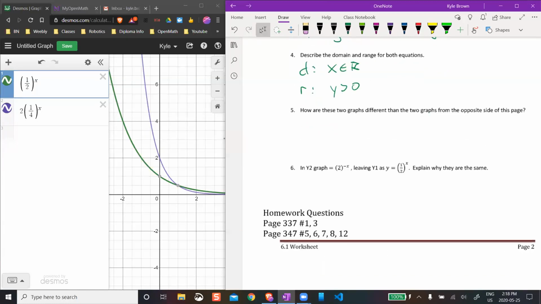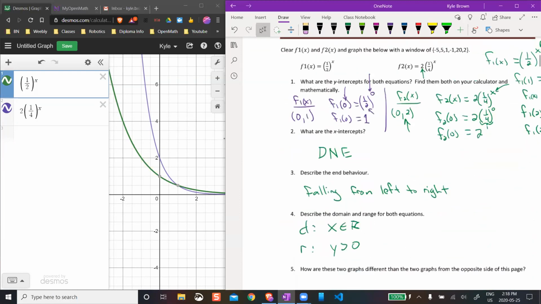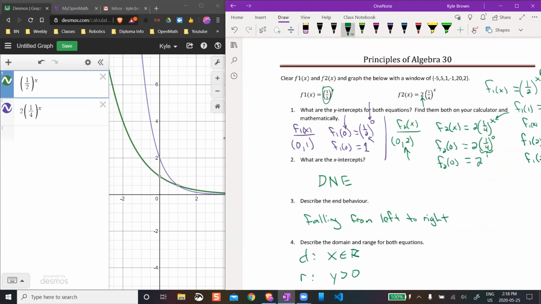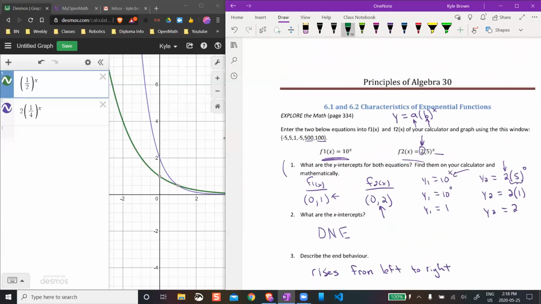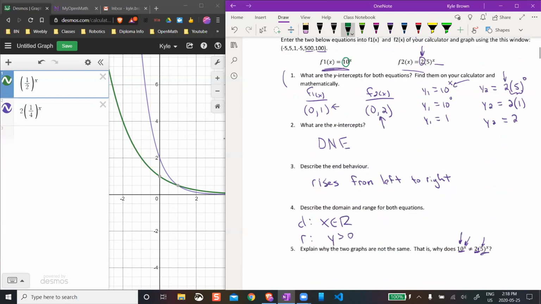Okay, so how are these two graphs different from the two graphs on the opposite side of the page? It's really these, right? Do you see the difference between this one and this one? If your b value, like we had before, is less than 1 but greater than 0, some kind of fraction or decimal in between, then it's going to be falling. You're going to get this falling graph that we have here. But if you've got a big number like 10, or anything bigger than 1, then you're going to get a graph that's climbing, going up like our first one there.